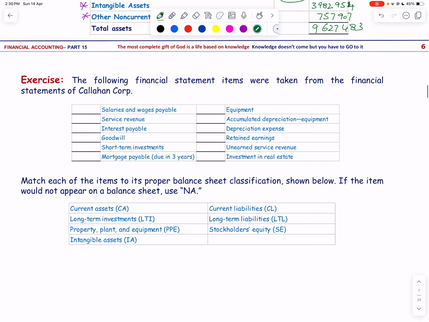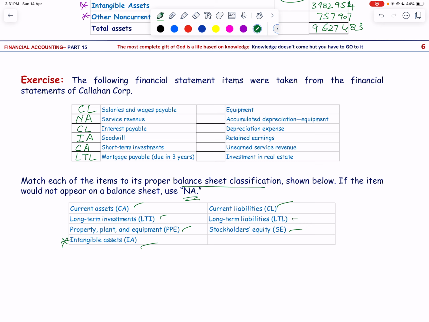The following items were taken from the financial statements of Kalyan Corp. Match each of the items to its proper balance sheet classification. If the items do not appear on a balance sheet, we simply write down NA, not applicable. So salaries and wages payable is a current liability. You can see we have to use these abbreviations. Service revenue is obviously not applicable because this is for the income statement, not for the balance sheet. Interest payable is a current liability. Goodwill is an intangible asset. Short-term investments is a current asset. Mortgage payable is a long-term liability.